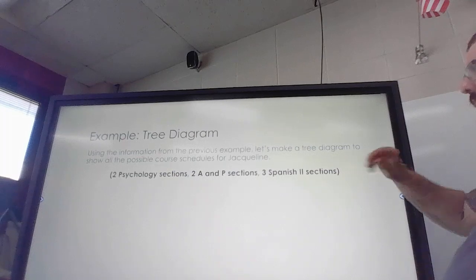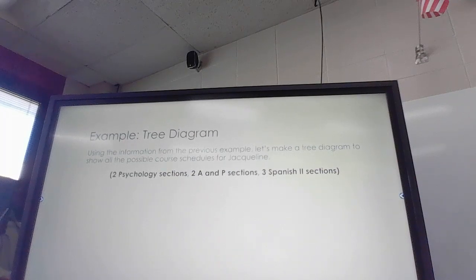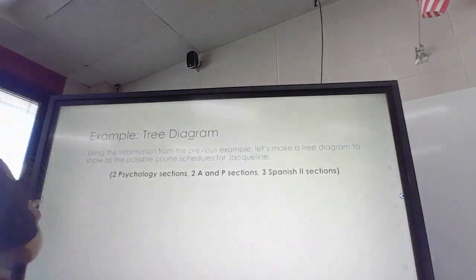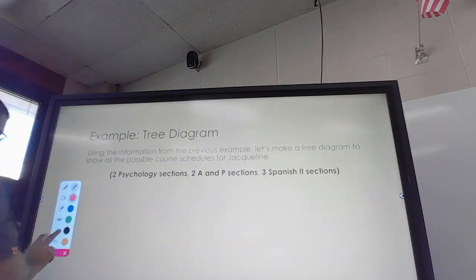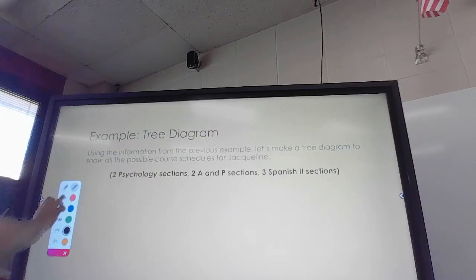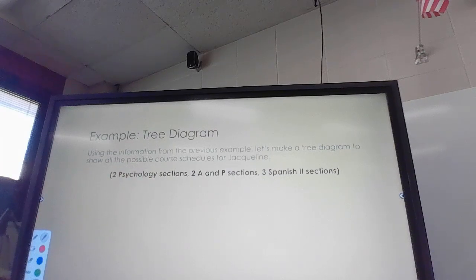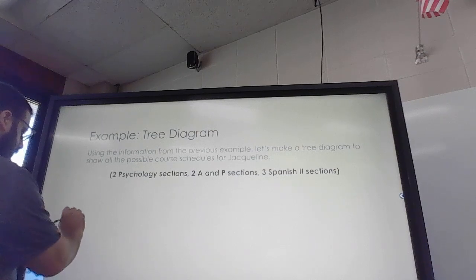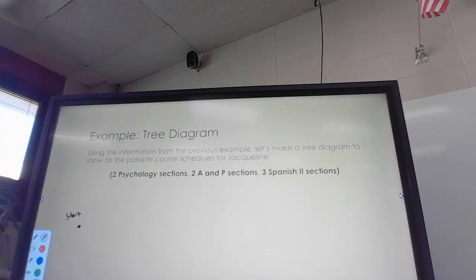So let's use this information to make a tree diagram to show all possible course schedules for Jacqueline. We go back to the course selection example. Let's say she chooses these in this exact order: a psychology class, an A and P class, and a Spanish class. So here's my starting point. There's my start. Let's say she's trying to choose a psychology course first.